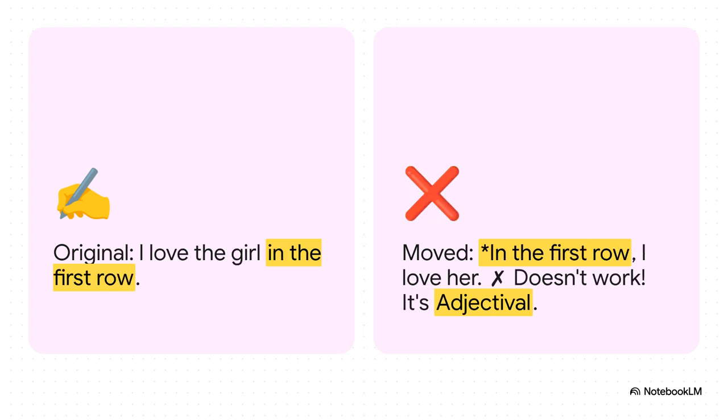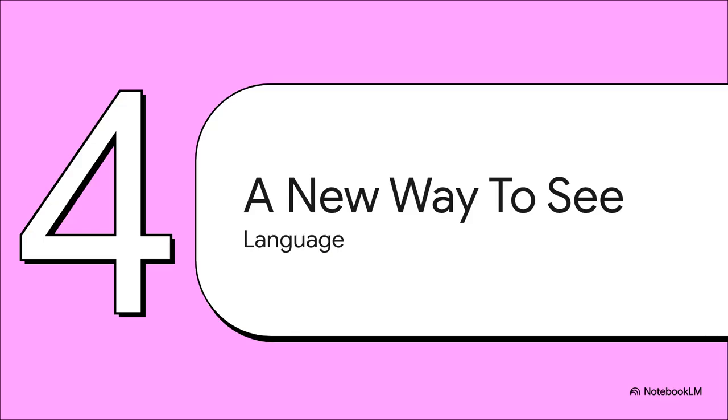Okay, now let's try another one. I love the girl in the first row. The phrase in the first row tells us which girl. Let's try to move it. In the first row, I love her. Yeah, that sounds super weird, right? It just doesn't make sense. It fails the movement test. And why? Because that phrase is an adjectival. It's basically grammatically stuck to the noun it's modifying, the girl. It can't move away.